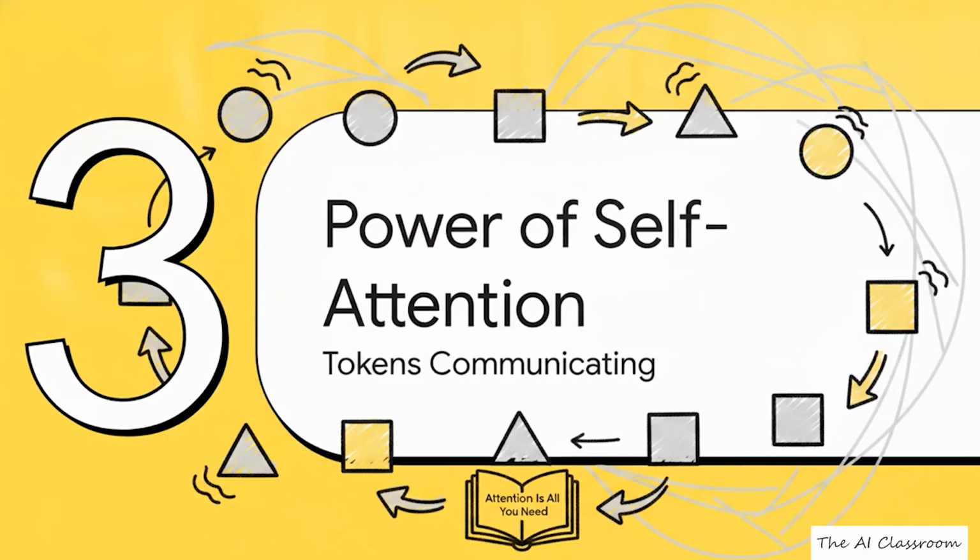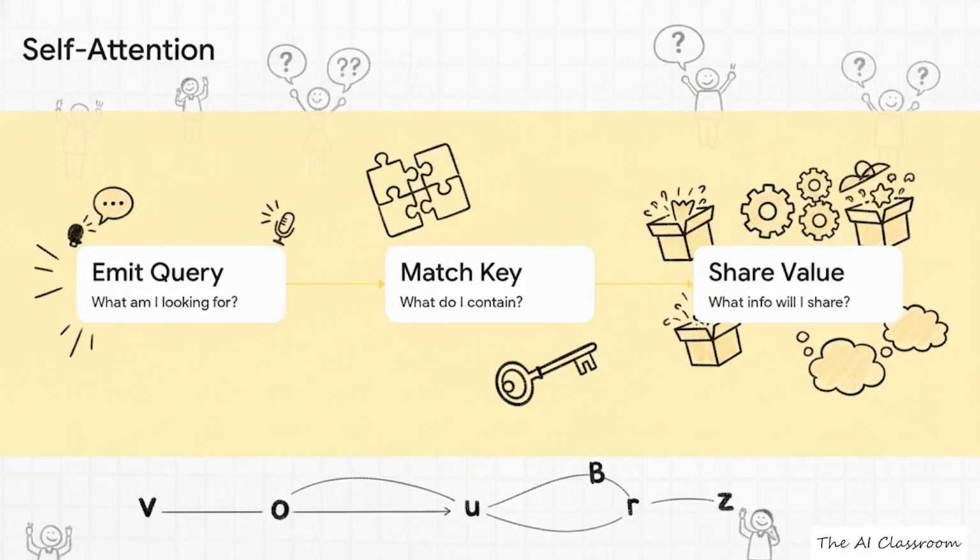Which brings us to Section 3, the power of self-attention. This is the real game changer. This is the most critical breakthrough in modern AI, introduced in the landmark 2017 paper, Attention is All You Need. This is the mechanism that finally allows our isolated tokens to actually communicate with each other.